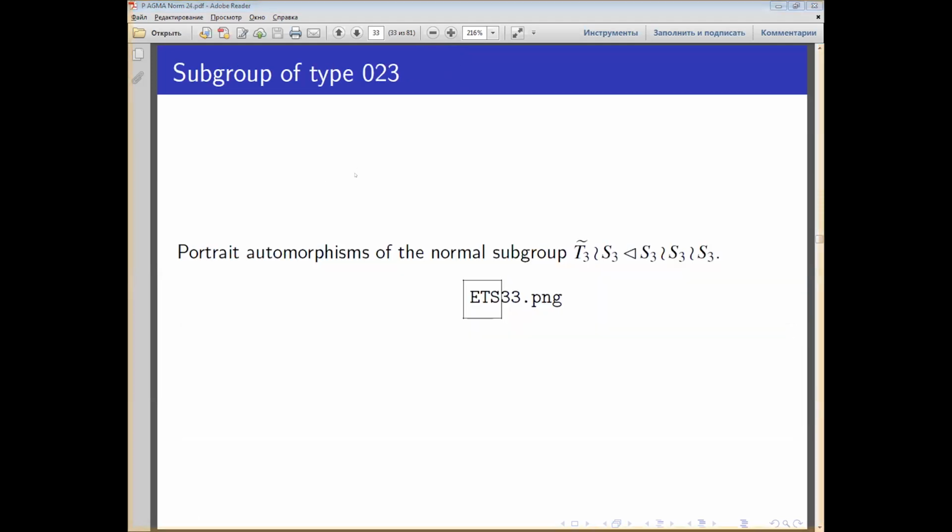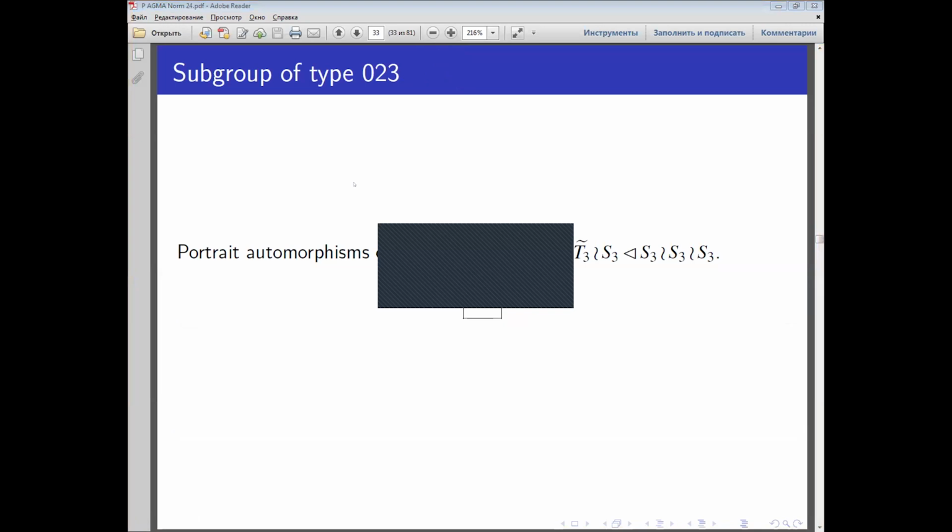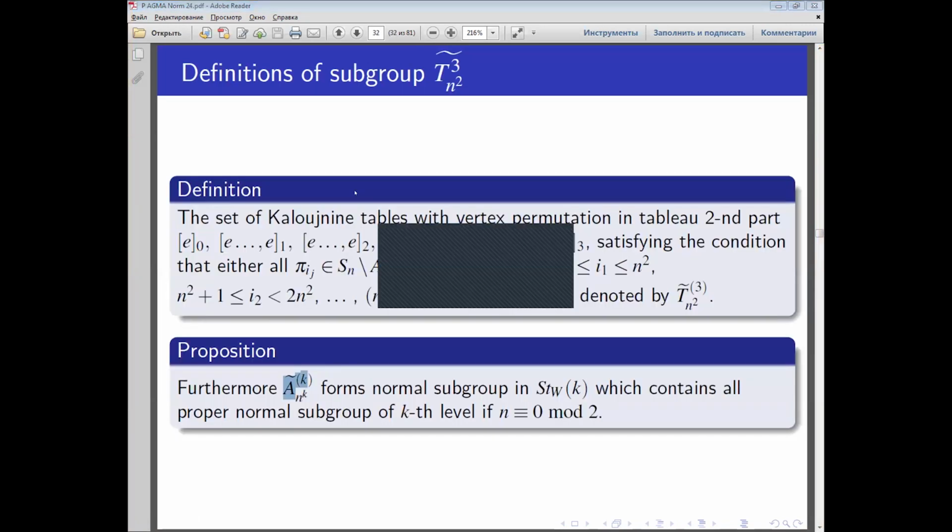I'm sorry, I have to change just a moment. Just a moment. I use some other slides with pictures.